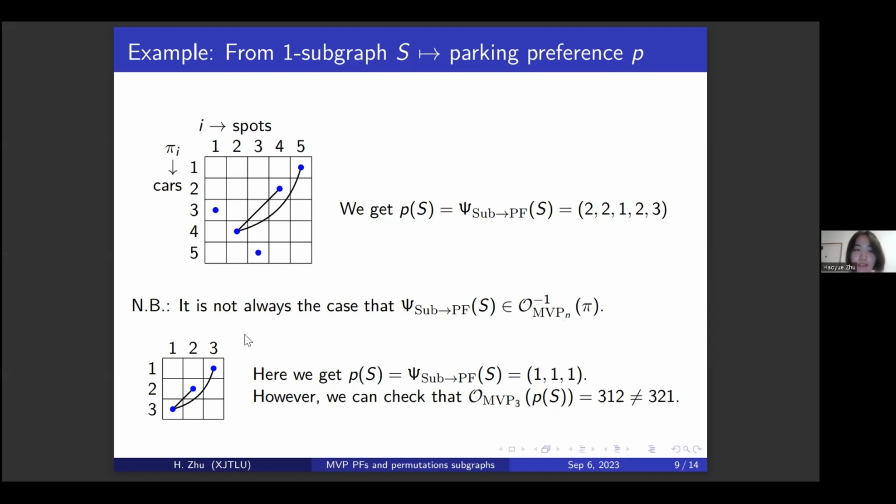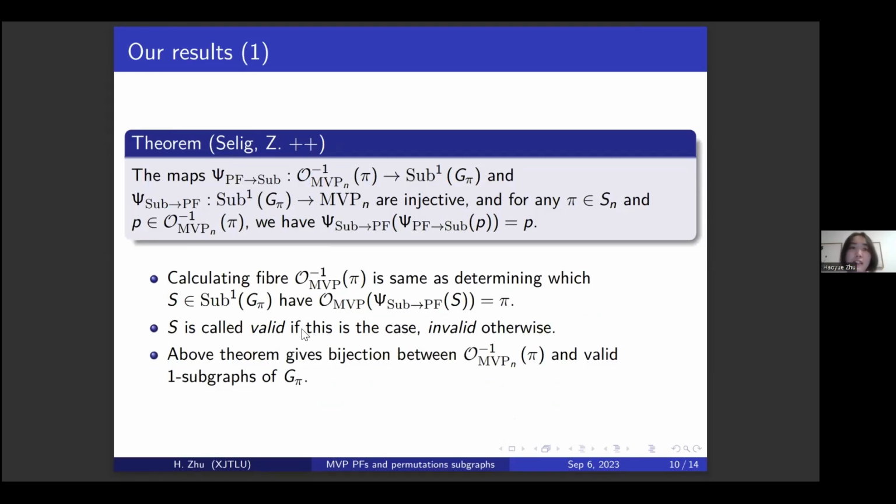Here is one example. On the left side, you find this graph can get a corresponding outcome, which is 3, 2, 1. But if we use this map again, we can get the corresponding parking function 1, 1, 1. And after we use the MVP parking function for this again, we can get the corresponding outcome 3, 1, 2, not 3, 2, 1. So this is not always the case. Okay, so let's go to our results.